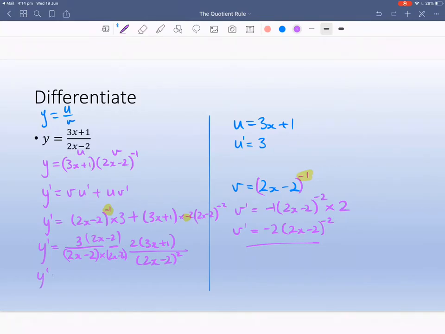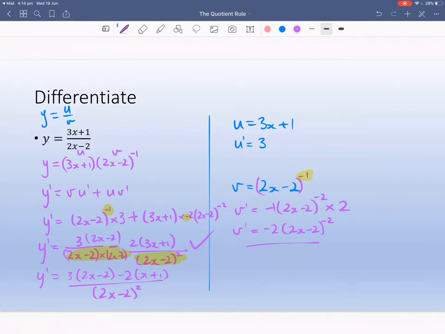So let's look at that. y dash equals 3(2x minus 2) minus 2(3x plus 1), all over the same denominator, because by multiplying it by itself we get (2x minus 2) squared. So in this last step, all I was doing was equivalent fractions, so I can add, and in this case subtract, fractions.